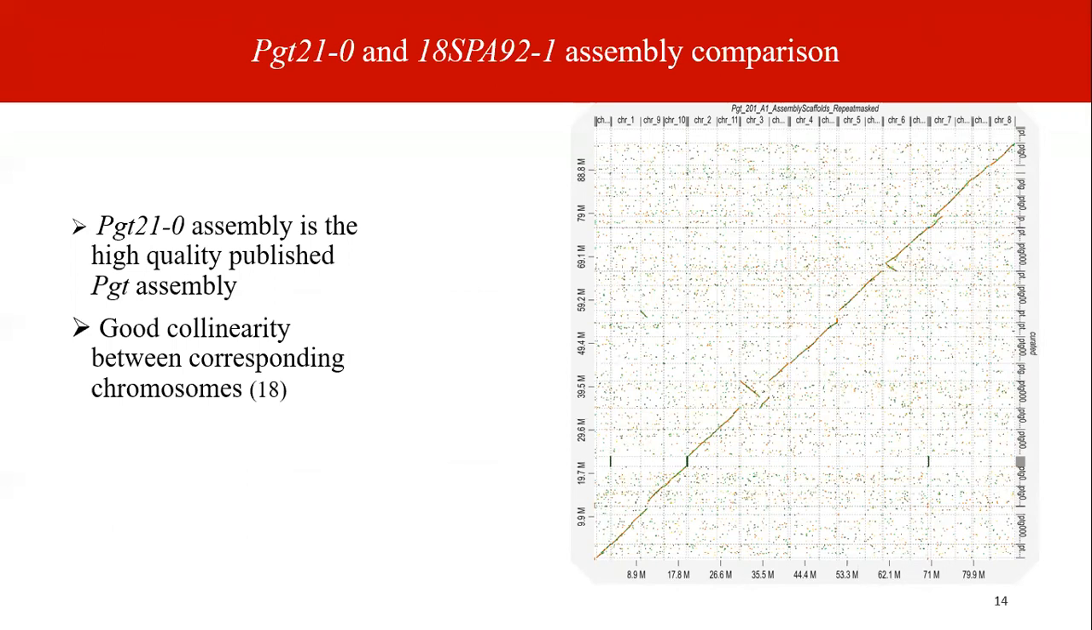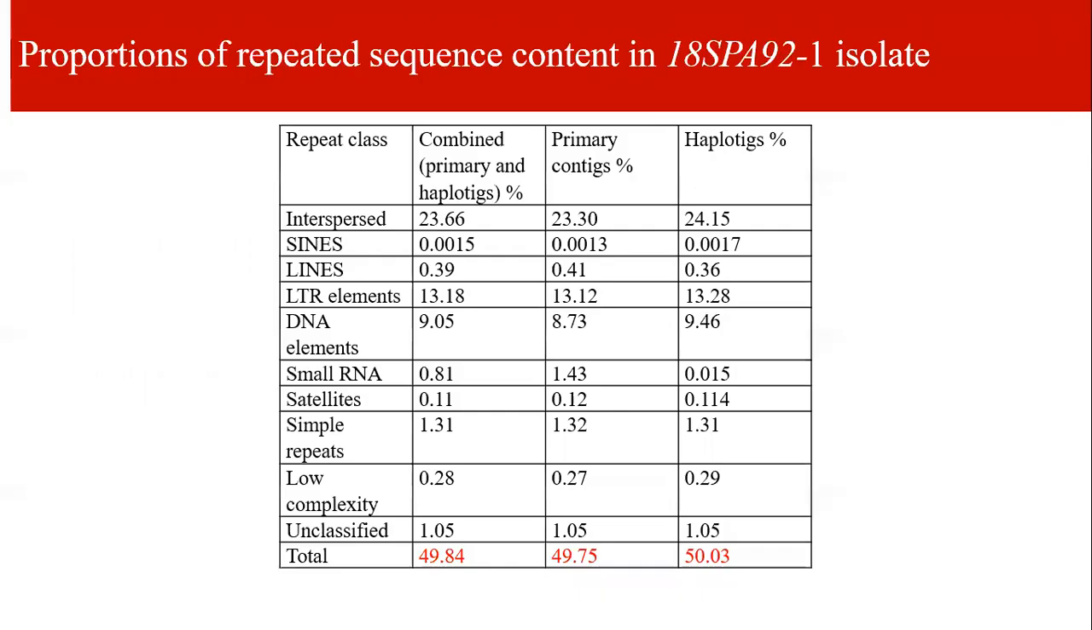PGT21-0 is the highest quality published assembly available so far. At the chromosome assembly level, there is good collinearity between corresponding chromosomes of PGT21-0 and 18SPA92-1, except at chromosome 3 and chromosome 6, where inversions were detected. Repeat sequence content was also determined for this isolate. Generally, about 50% of the assembly is repeated sequence from different repeat classes. The interspersed repeat class is larger than the other repeat classes.